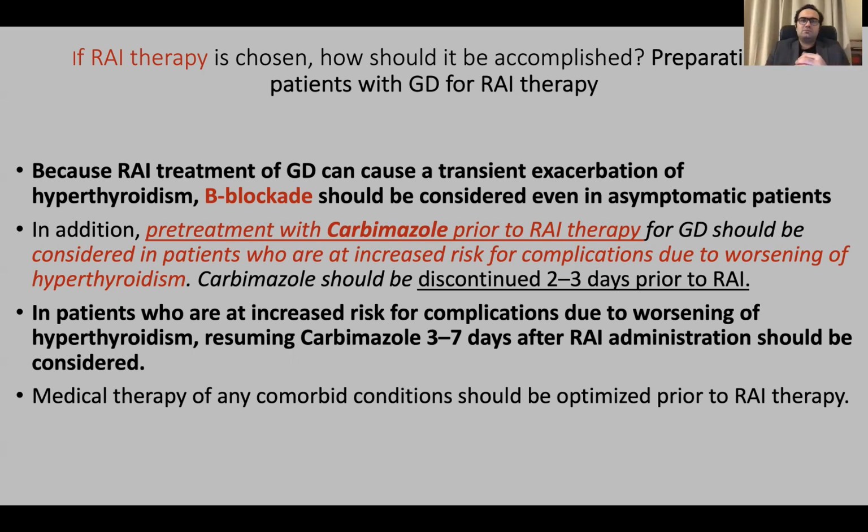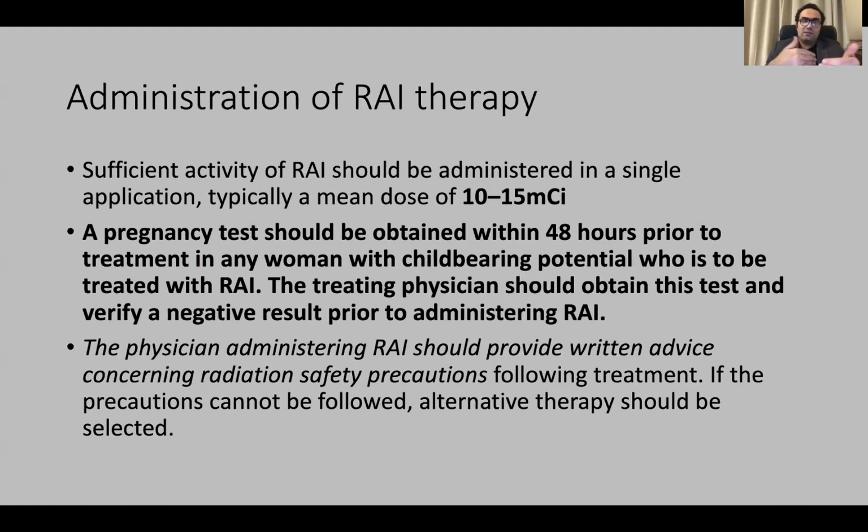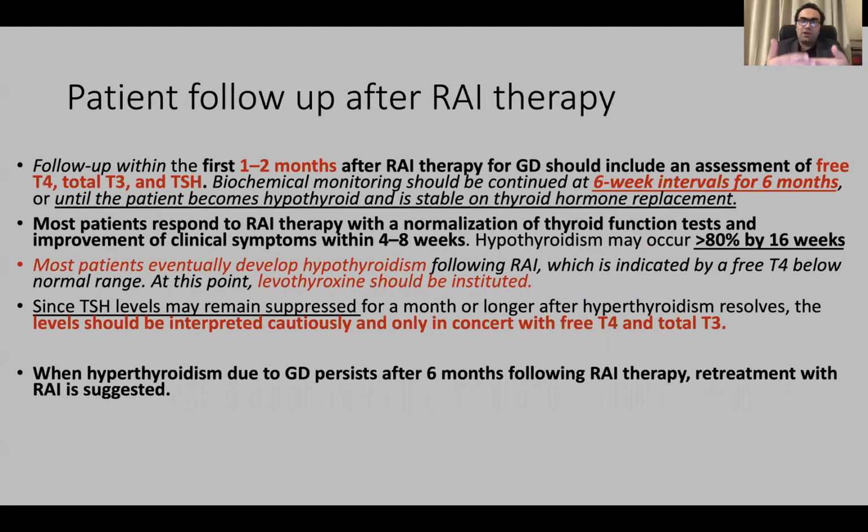Because RAI takes time to work. RAI therapy will take around 1 to 2 months to work properly. So until then, what do we do? We continue carbimazole, and then we have to monitor the TFTs every 1 to 2 months, like TSH, free T4 and T3 at 6-week intervals for 6 months. Initially the patient will start becoming euthyroid and then after hypothyroidism, you have to start thyroxine, and when the patient is completely stable on a thyroid hormone replacement dose, then you can change the 6-week interval to 3 months.